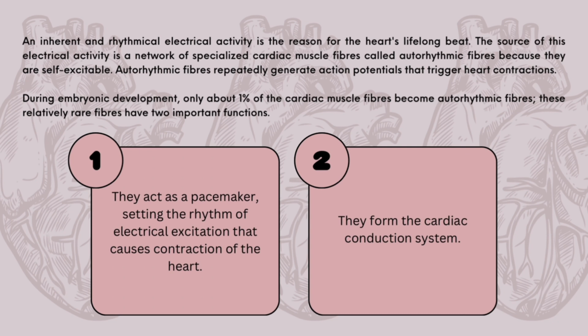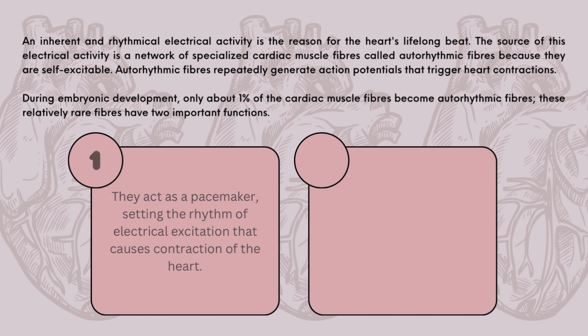An inherent and rhythmical electrical activity is the reason for the heart's lifelong beat. The source of this electrical activity is a network of specialized cardiac muscle fibers called autorhythmic fibers. Autorhythmic fibers repeatedly generate action potentials that trigger heart contractions. These relatively rare fibers have two important functions. They act as a pacemaker, setting the rhythm of an electrical excitation that causes the heart to contract. Also, they form the cardiac conduction system.